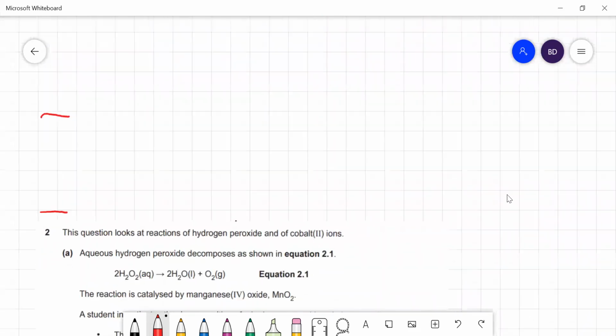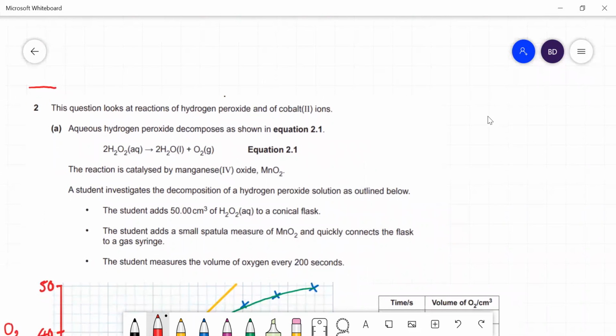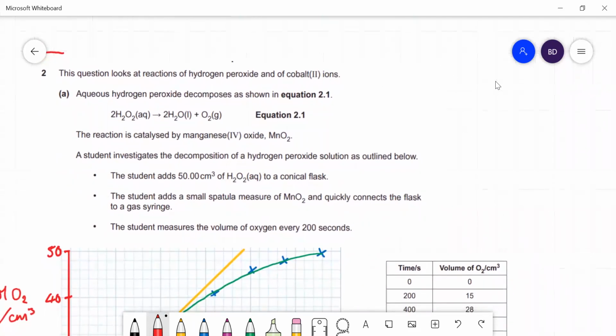Okay. Right. Reaction of hydrogen peroxide and of cobalt-2 ions. Aqueous hydrogen peroxide decomposes according to this equation to give water and oxygen, and it's catalyzed by manganese dioxide. Okay, so a student investigates decomposition. He puts in 50 centimeters cubed of hydrogen peroxide solution, adds some catalyst, and quickly connects and measures the volume of the oxygen gas every 20 seconds.